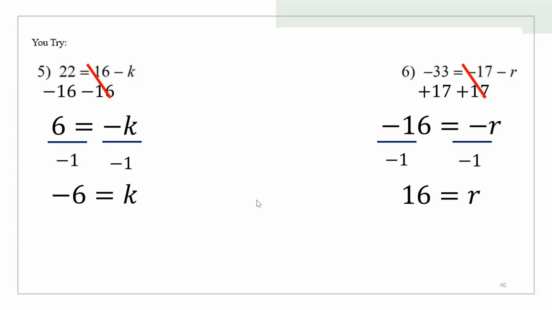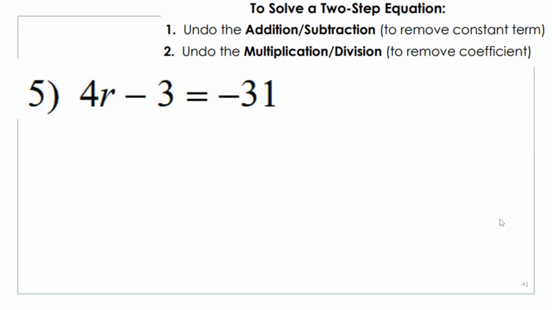Next type, here we go. Remember, you've got to get rid of the adding and subtracting first. This is where showing your work, guys, I can't stress enough. You have to show your steps. So we have 4r minus 3 equals -33. To get rid of subtracting 3, you're going to add 3 to both sides.